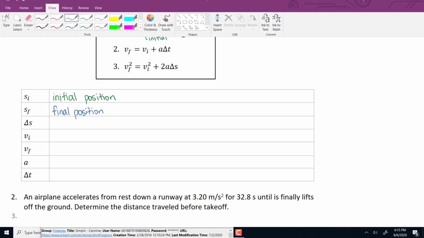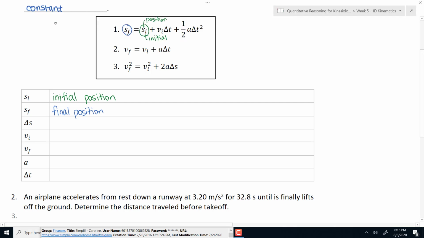Next we have delta S, which you see over here. What does delta S mean? Well, the delta, which is this triangle over here, stands for change in. And the S is position. So delta S is the change in position.